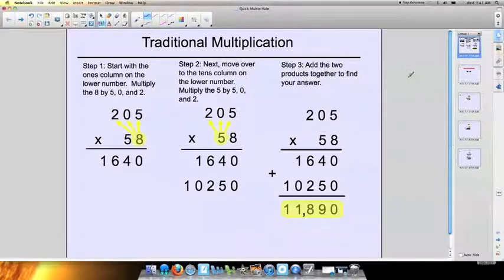Here's a review of what we did. We started with the ones column on the lower number and multiplied it by 5, 0, and 2. We got 1,640. Then we moved to the tens column of the lower number and multiplied it by 5, by 0, and 2. And don't forget, we added a placeholder here, that's 0. That way we made sure our numbers were lined up properly. And then our third step is we added those two numbers together and got 11,890. Follow these steps and you'll do just fine when multiplying multi-digit numbers.